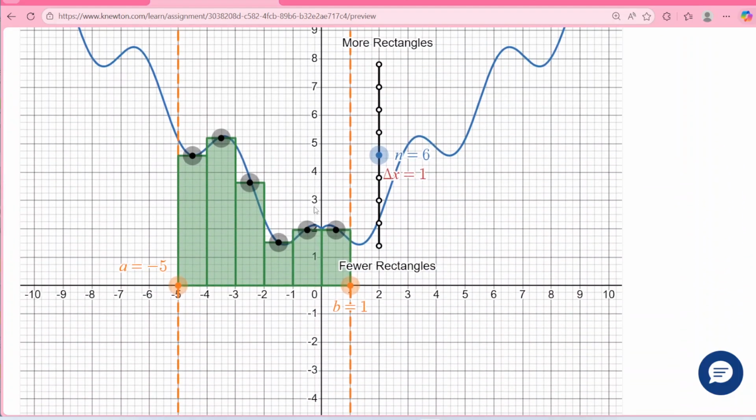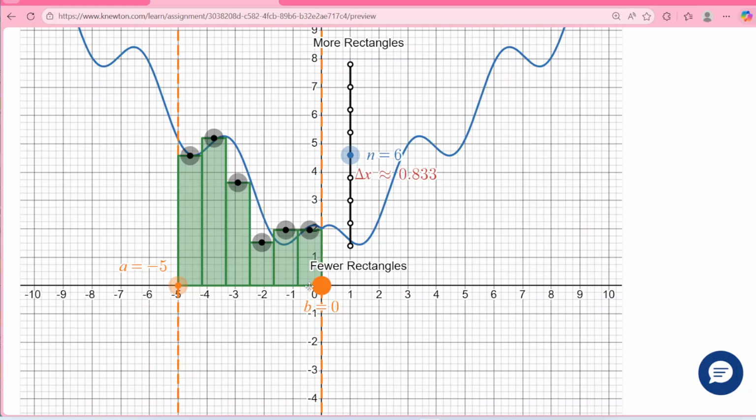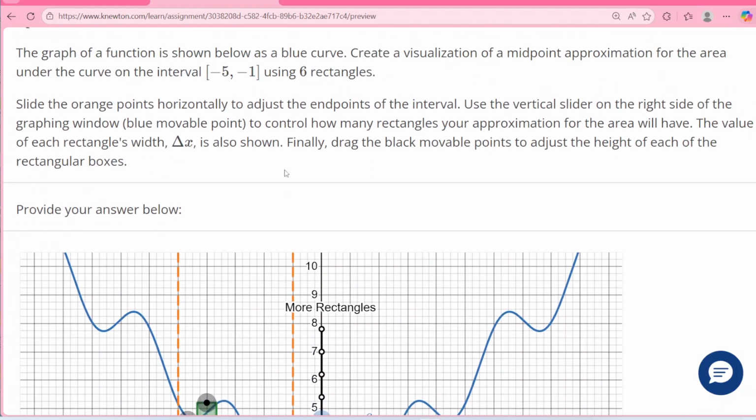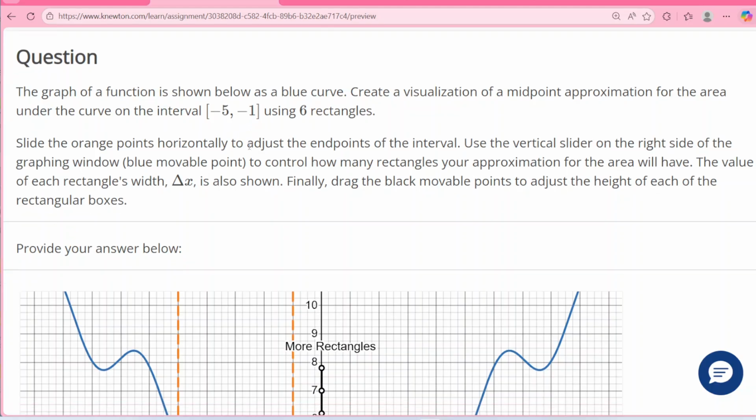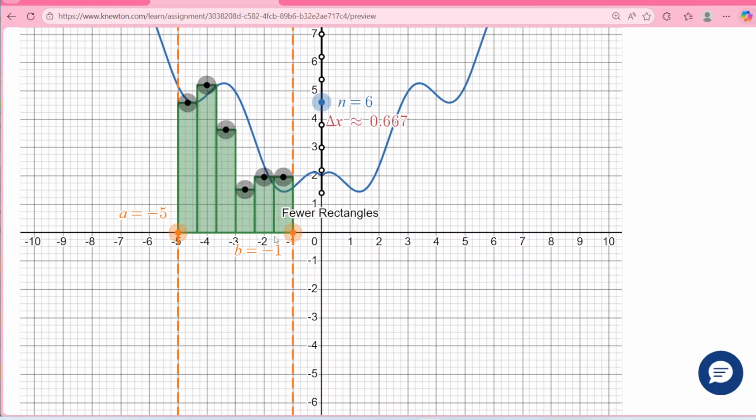Oh, sorry, -5 to -1. Ooh, glad I caught that. All right, so I got to remove these, right? It's from -5 to -1. So there's the interval from -5 to -1.